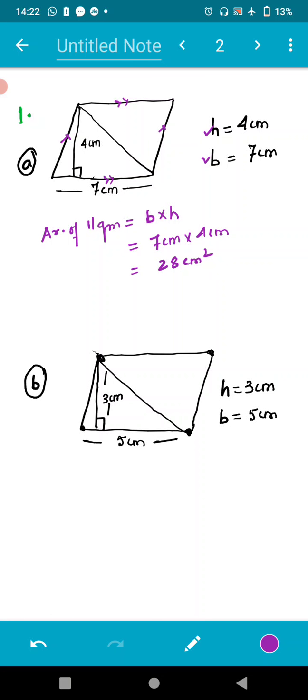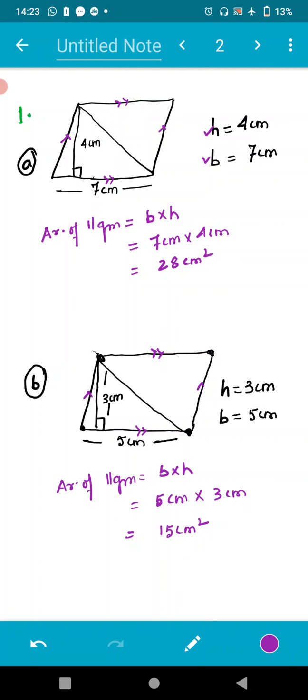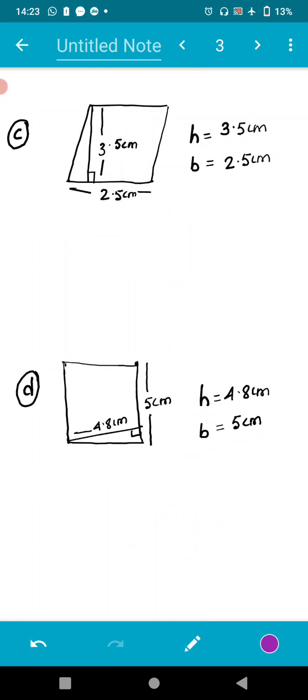Now let's move on to sum number B. This is a figure of sum number B. So these opposite sides are parallel and equal. The distance between the two parallel sides is given 3 centimeter, and this is the base mentioned in the figure, that is 5 centimeter. So the area of parallelogram would be, always write the formula first, which is very, very important, base into height. Then in place of base you will write 5 centimeter, and in place of height you will write 3 centimeter, which would be equivalent to 15 centimeter square. See, so easy.